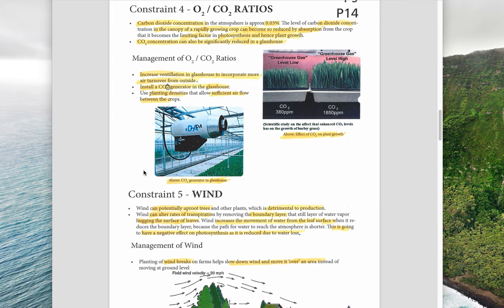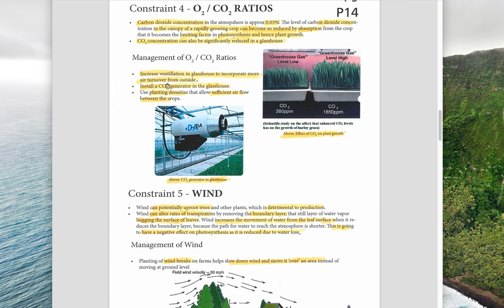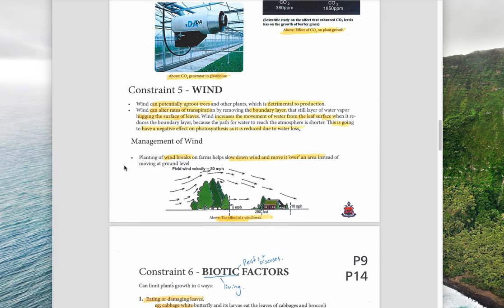So ways that you can manage carbon dioxide is you can plant crops at slightly lower density to allow more taking in of carbon dioxide by each plant out in the field. Or if you're in a glass house, you can ensure more ventilation, or you can install things like carbon dioxide generators, which will create carbon dioxide in the glass house.